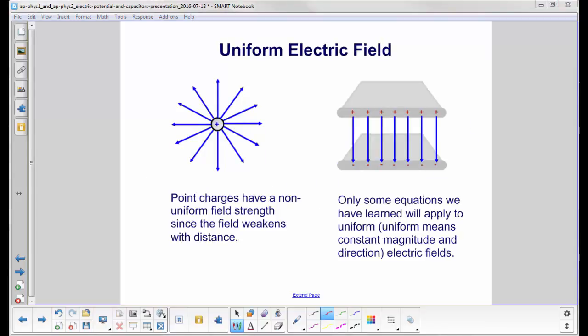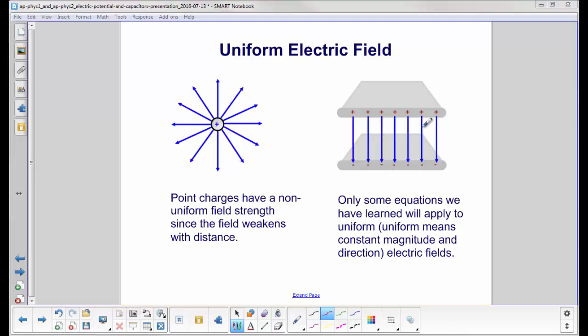Let's show the difference between what we did before and what we're doing now. We originally worked with point charges, and this is a non-uniform electric field. It gets smaller the further away you are from the charge, and you can see the field is pointing in all different directions. Only some of the equations that we've learned will apply to uniform electric fields.